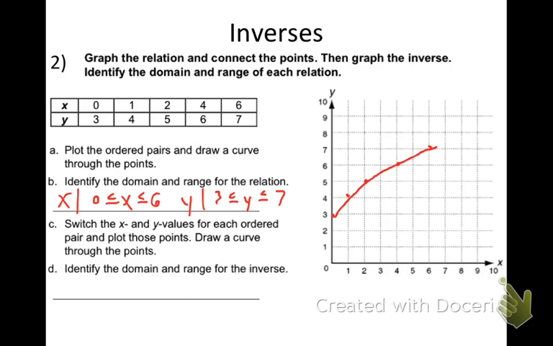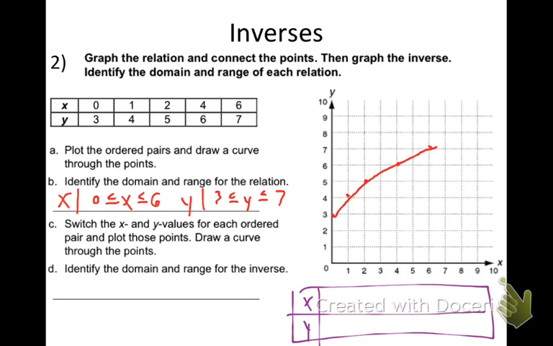Now I'm going to switch my x and y values. If I were to make my little chart here, I would have values of 3, 0, 4, 1, 5, 2, 6, 4, and 7, 6. So I plot those coordinates: 3, 0, 4, 1, 5, 2, 6, 4, and 7, 6. So there's those coordinates. Now it says identify the domain and range of the inverse.